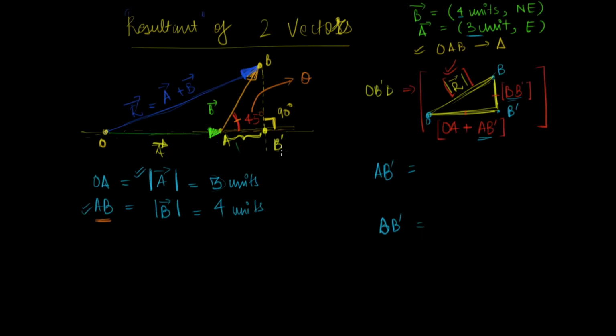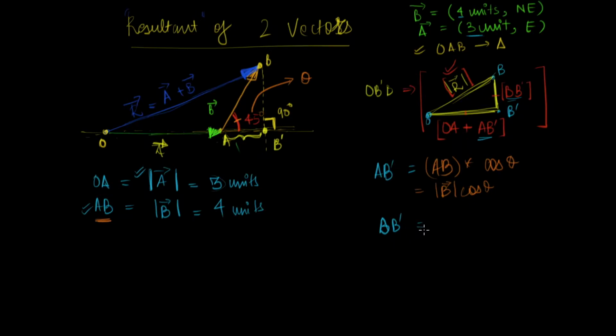So, the base is AB prime. The angle is theta. Therefore, the length of AB prime would be the hypotenuse, which is AB, multiplied by the cosine of the angle theta. So AB is the B vector's modulus, multiplied by cosine of theta. So that's just cosine of theta.